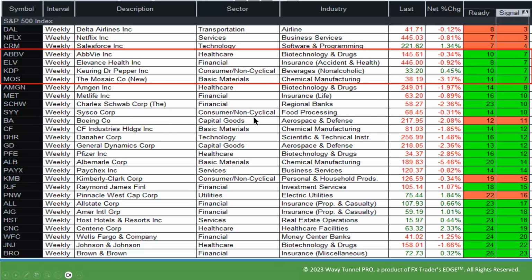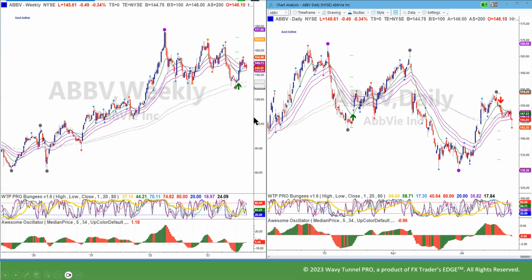So let's start with ABBV. I have the weekly chart on the left and the daily chart on the right. On the left, I just want you to understand the pattern: we have the purple dot up here, and the wave has separated from the tunnel nicely, and we are looking for a nice 3-wave move back into the tunnel where we have the gray dot. And then the green arrow just shows up once we have that trigger. We have it on the scanner, and it also shows up on the charts.